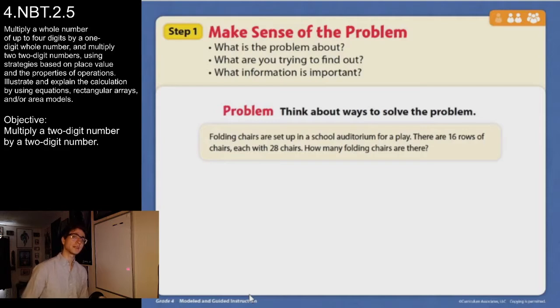Now, before we can begin to set up and solve, we have to make sense of this problem. What is the problem about? What are we trying to find out? And what information is important? We can take a look here and see that there are 2 numbers that stand out, which might lead you to believe that's what we are going to be working with. We know that there are 16 rows of chairs, each with 28 chairs. And because we're working within the standard of NBT25, we know that we're going to be multiplying these in order to find out how many folding chairs there are.